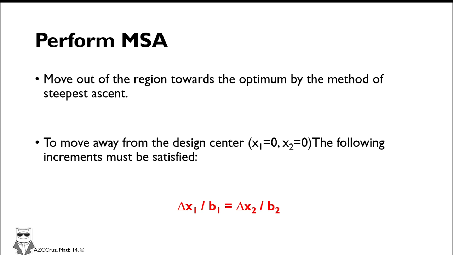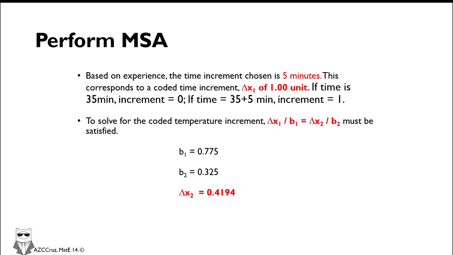Okay, so since you are moving by one coded unit sa X1 factor, kinumpute natin yung equivalent dapat na movement ng X2 na factor using this equation. And we've calculated na yung X2 should be moving at 0.4194. And again, this is coded units, no, away from the mean.